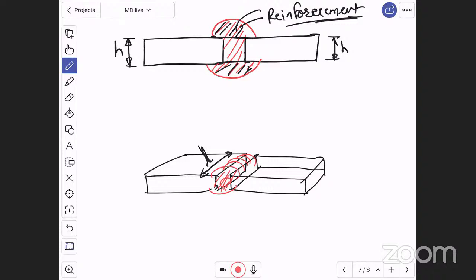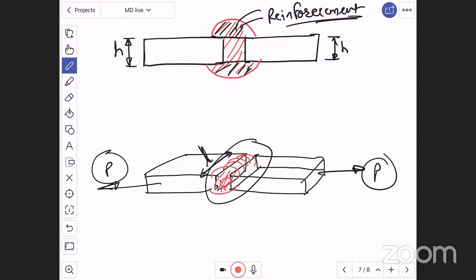See, on this area, load P is acting like this. For this area, that is length into h, the load is acting as a perpendicular force. Therefore, there will be tensile stress. Sigma T is equal to P divided by h into L.